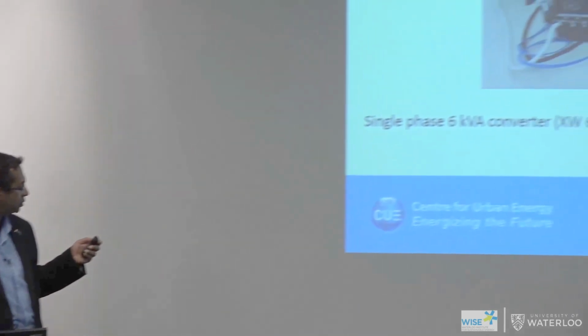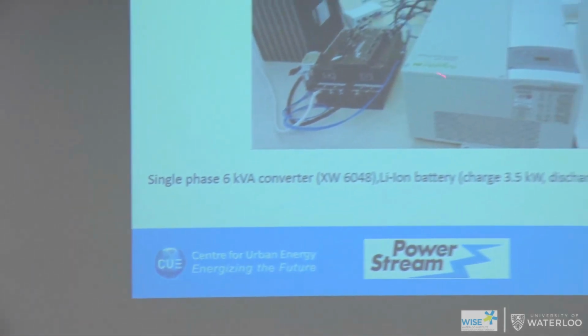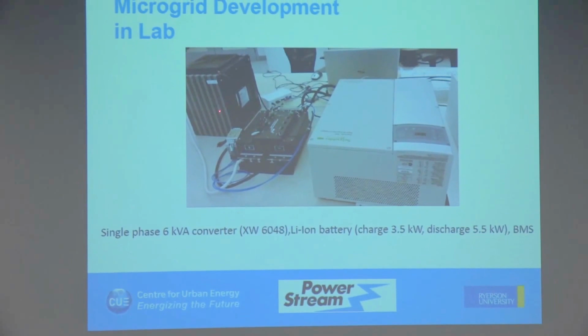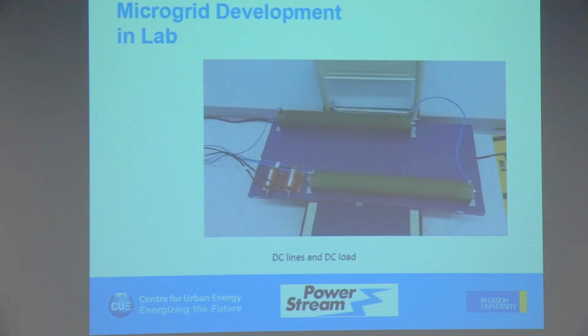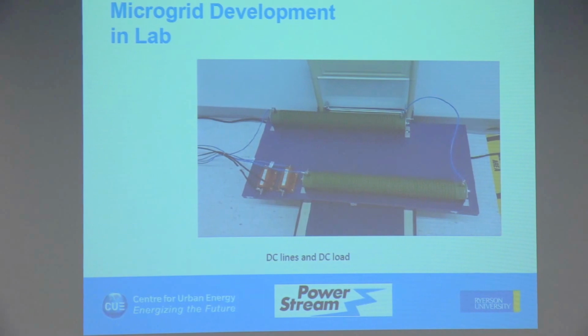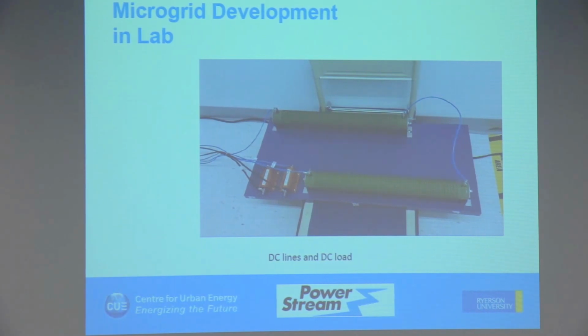Then this is a single phase converter right here. This one. And then this is a Kokam battery, and we use this for energy storage. This is a single phase energy storage which I showed as 4 kilowatts. And then here we have a DC line. So if you had thought of something fancy, it's nothing fancy.